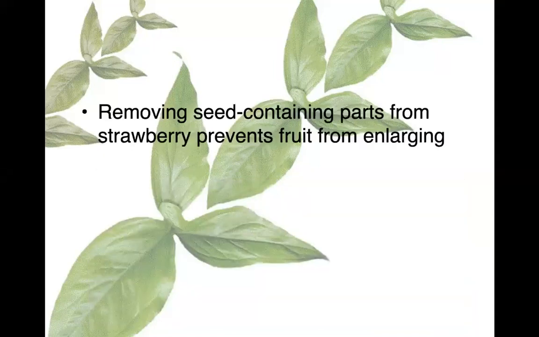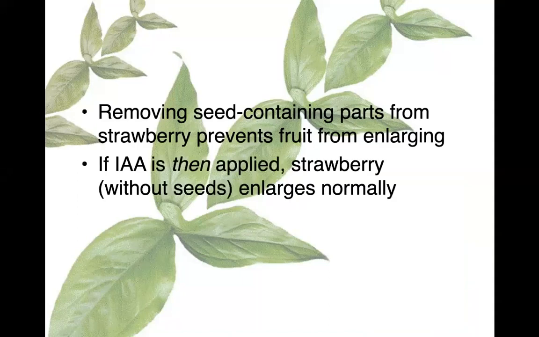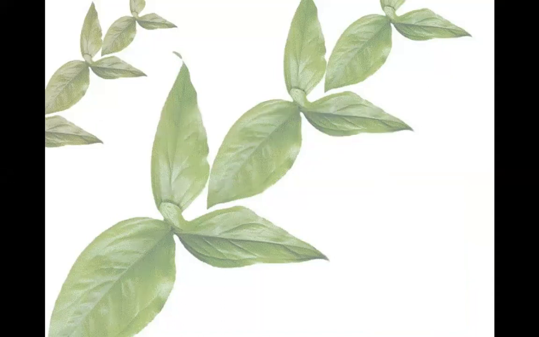So removing the seeds prevents the fruit from enlarging. That's what you saw in picture B. And then of course, when IAA was applied afterwards, the strawberry enlarges normally.